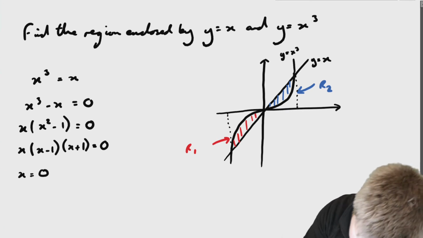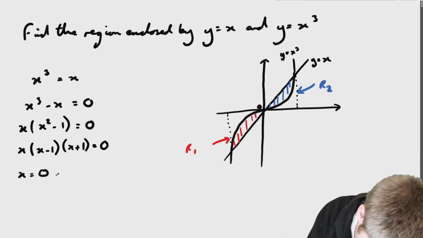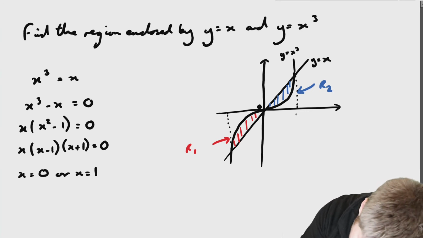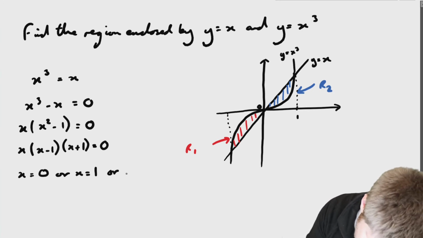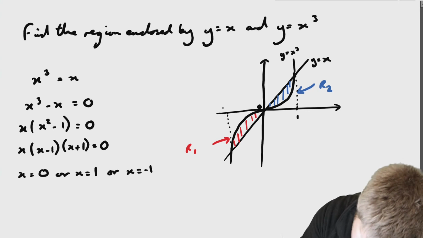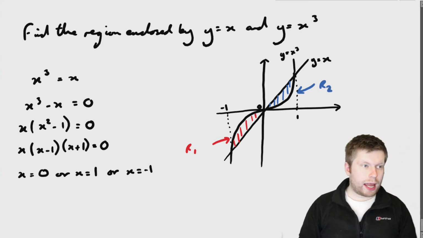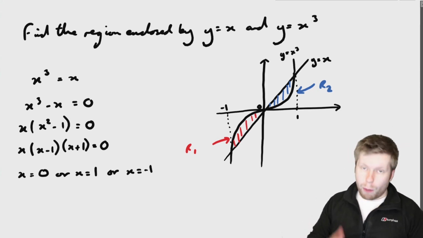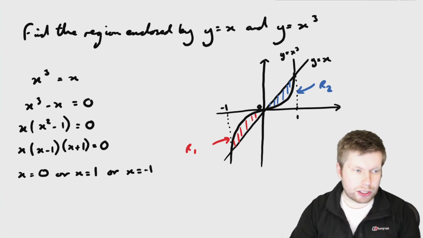so x equals 0. That's no surprise, that's in the origin position. I have x equals 1, okay, so that's the point over there. And I also have the point x equals negative 1, so this is the point down here. Okay, fantastic. So now I'm in a position where I can actually calculate these three regions.